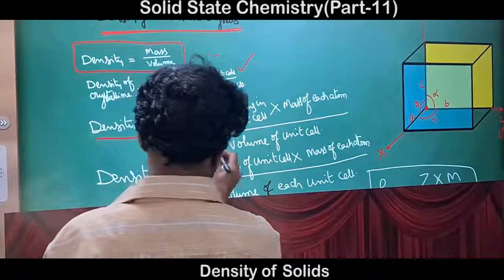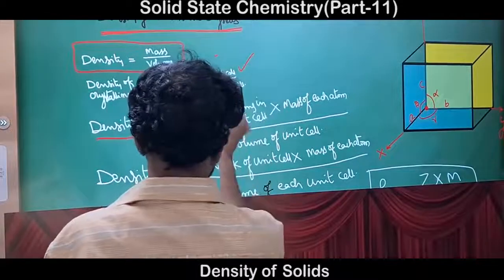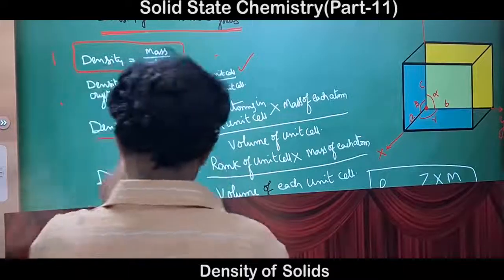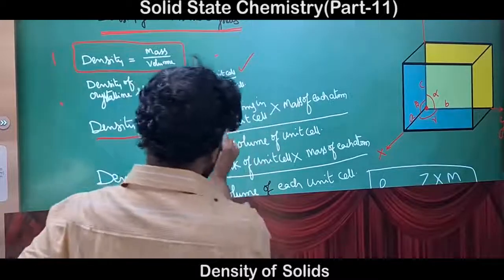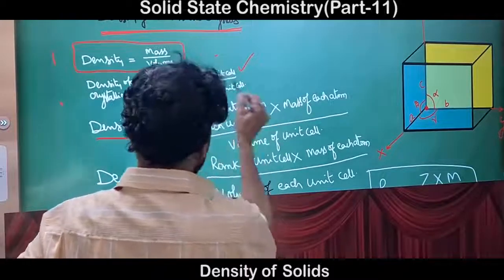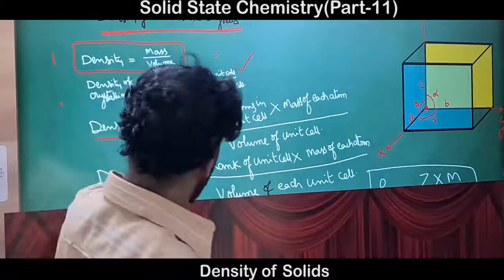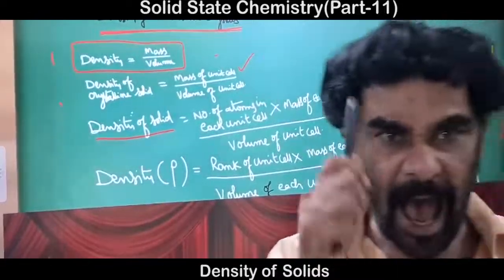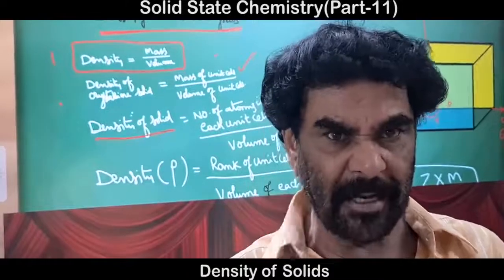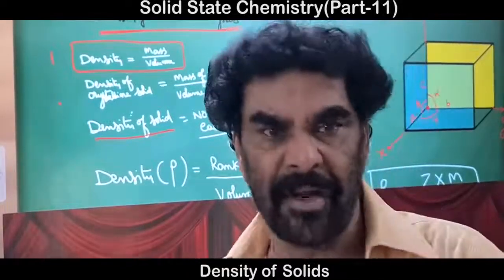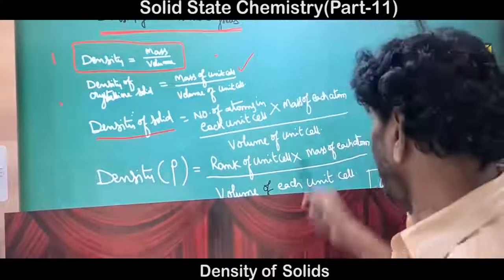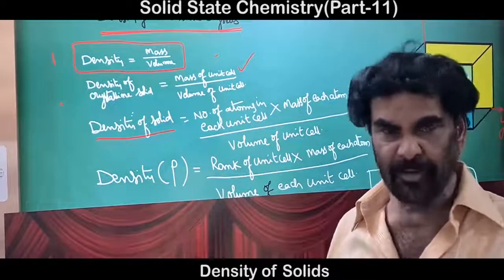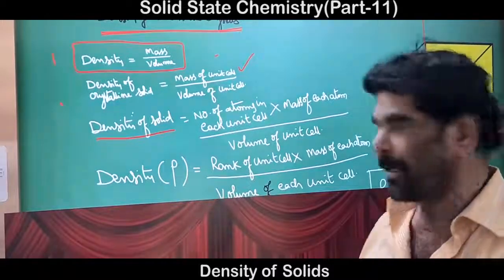Now we are defining it in terms of the mass of the unit cell divided by the volume of the unit cell. That is one thing. And the second thing: how to find out the mass of the unit cell? The number of atoms in each unit cell is known as the rank of the unit cell. The average number of atoms or lattice points that contribute to the formation of one unit cell is called the rank of the unit cell, or the number of atoms that belong to each unit cell.